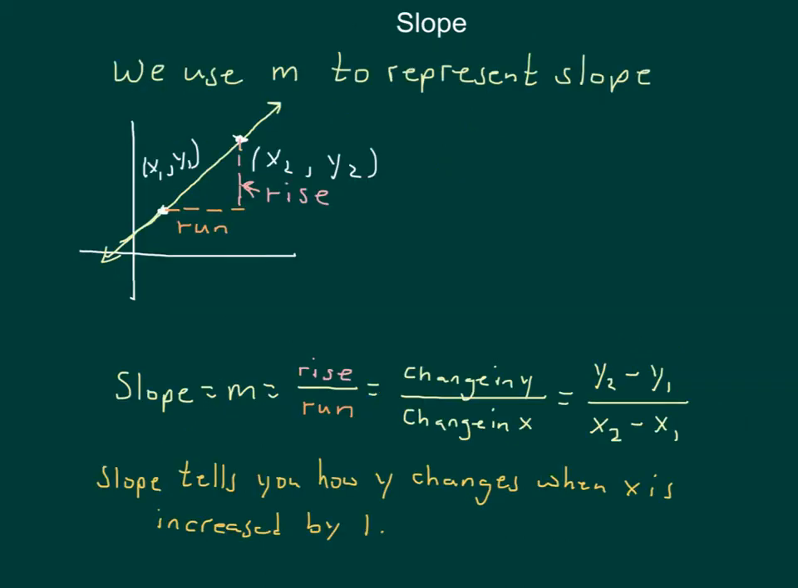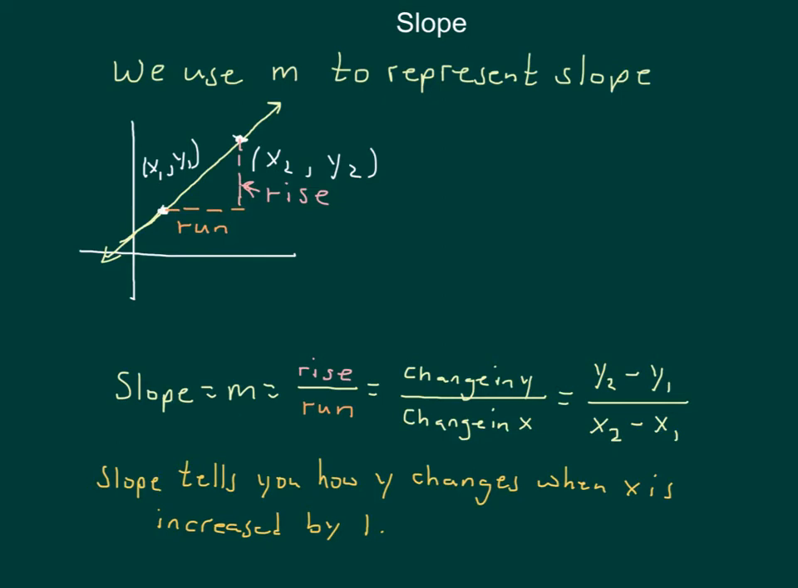Now let's talk about slope. We use m to represent slope, and I've given you a graph with 2 points. This point at this location is the point x1, y1, and that point right there is the point x2, y2, x sub 2, y sub 2. When I go from this point to this point, there is a change in x, which is this part, and there's a change in y here. The change in x is called the run, and the change in y is called the rise. And slope, also known as m, is equal to rise over run.